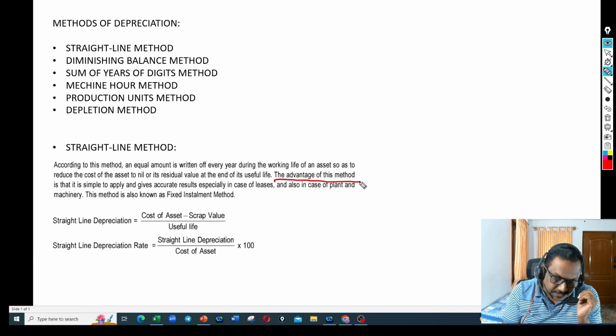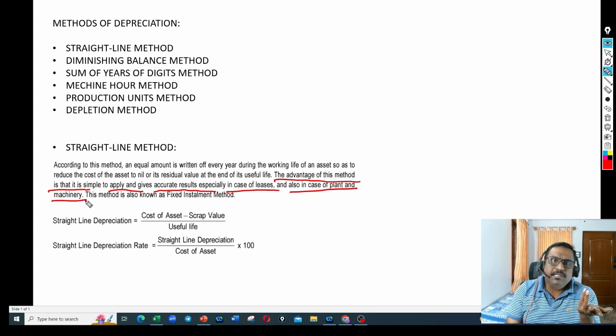The advantage of this method is that it is simple to apply and gives accurate results, especially in the case of leases and also in the case of plant and machinery. In case of lease or plant and machinery, this will be very easy because you simply take the cost of asset divided by useful life of the asset. You will get the depreciation, which can be equally written off in every year, except the partial year where the initial purchase happened.